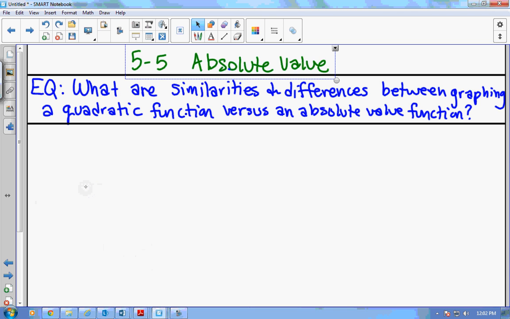Okay, so 5-5 absolute value. There are lots of relationships. There's a reason why we spend a whole term on quadratics. Because there's... Put that phone away, please, AJ. Similarities and differences. But there are lots of similarities of absolute values and all the other functions we do to quadratics. So our central question is, what are similarities and differences between graphing a quadratic function versus an absolute value function?